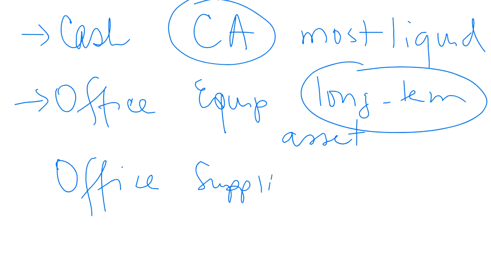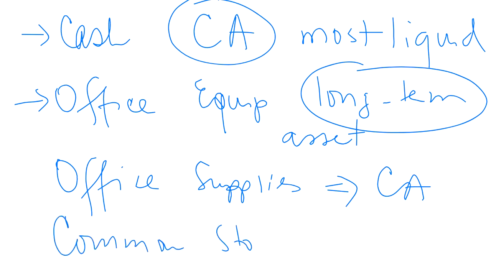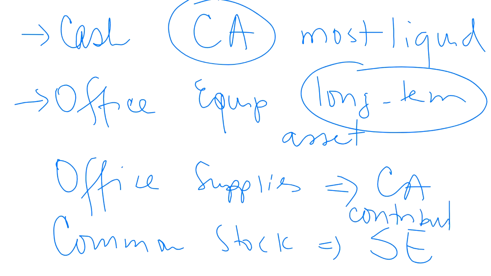Office supplies is another example of a current asset. We expect to use office supplies fairly quickly. Another thing that we need to mention is common stock. Common stock is a stockholder's equity account. We call this contributed capital.